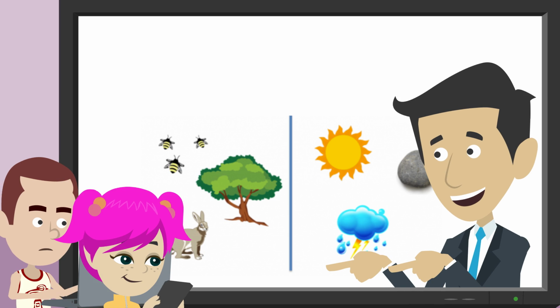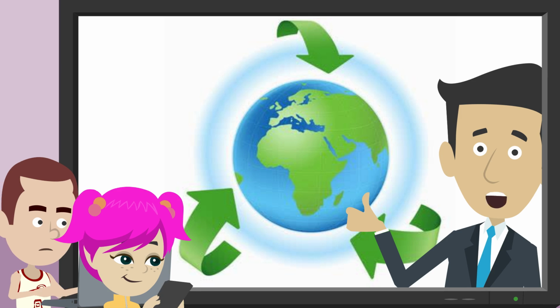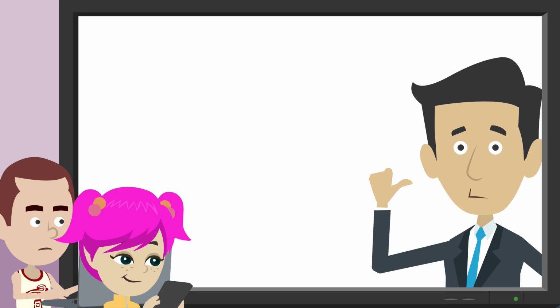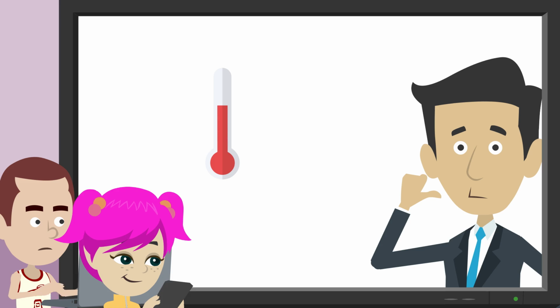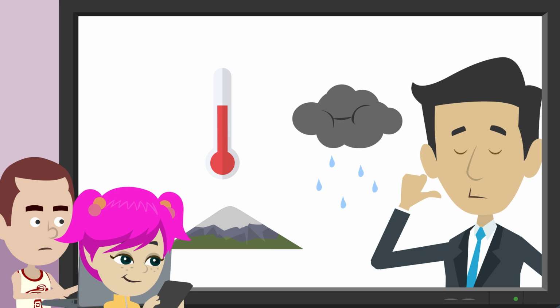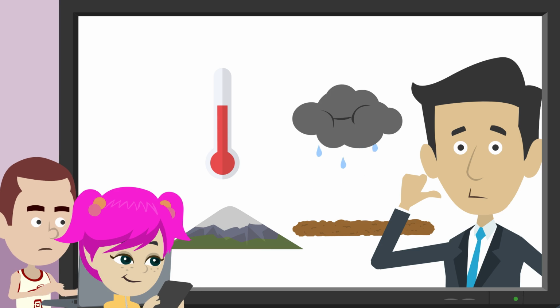The concept of ecosystem includes the abiotic and biotic parts of an area, and the interaction between the two. Matter and energy flow between the abiotic and biotic components of an ecosystem. Abiotic factors that affect ecosystems include temperature, precipitation, altitude, and soil type.